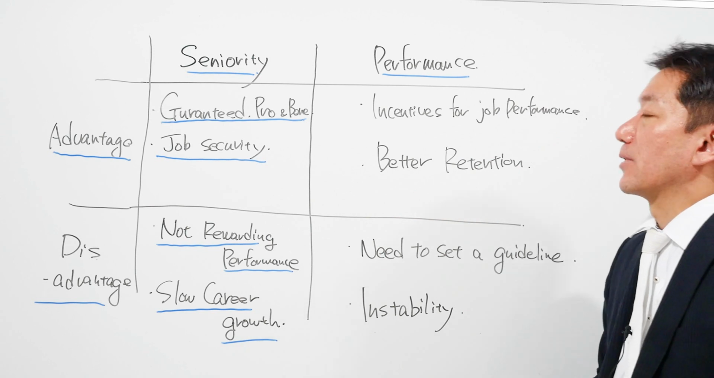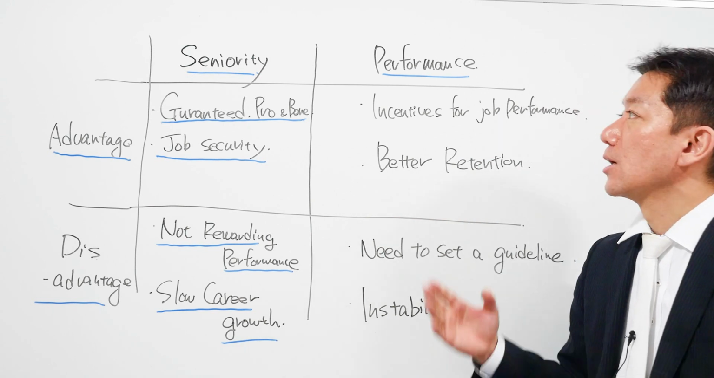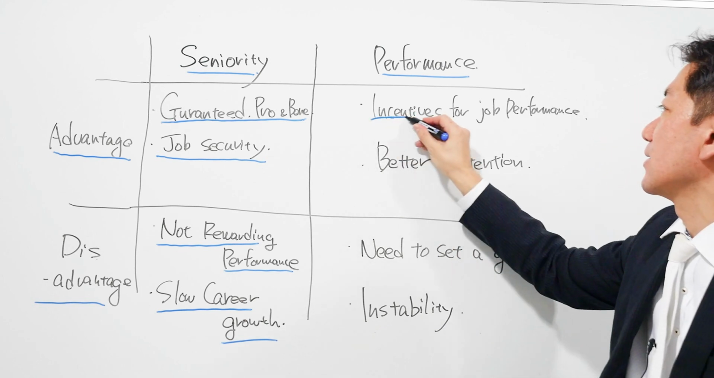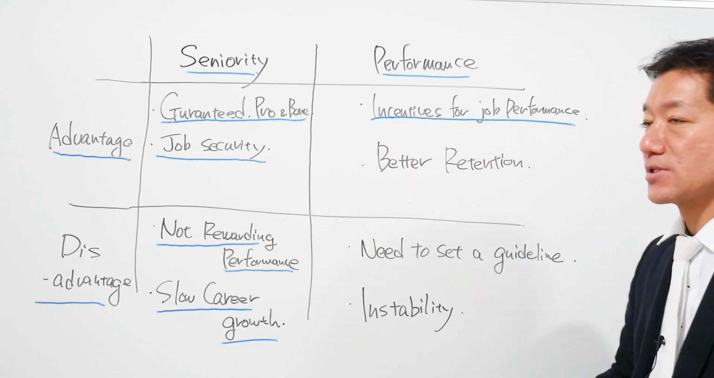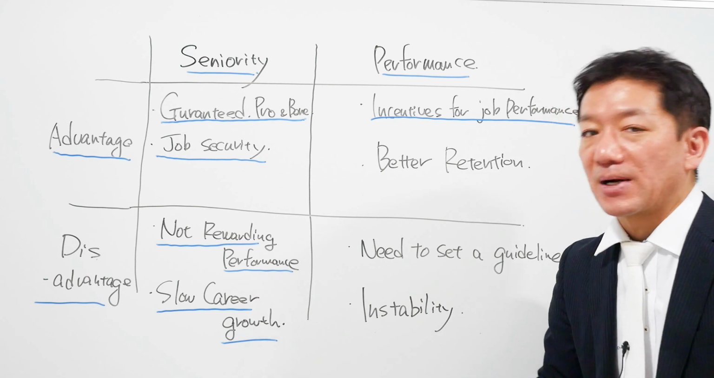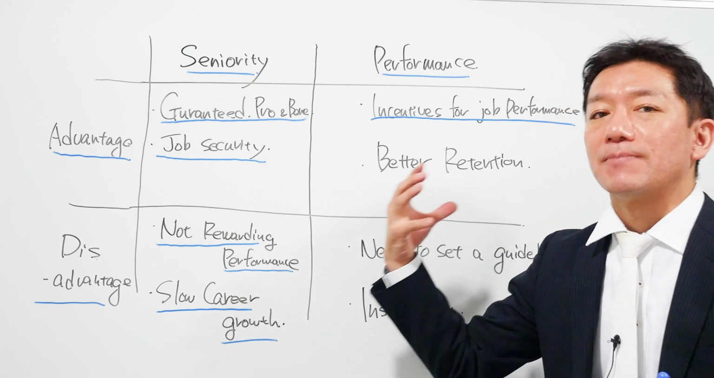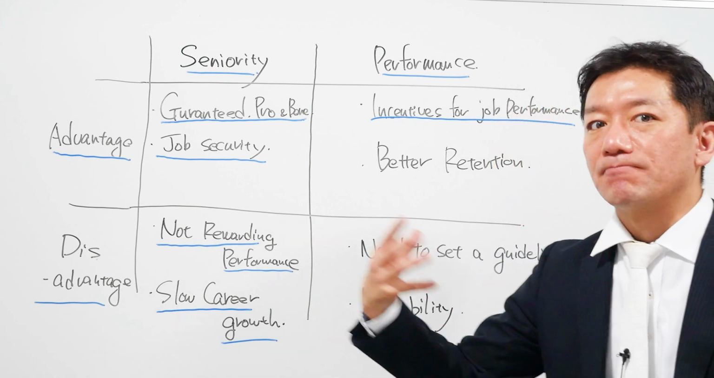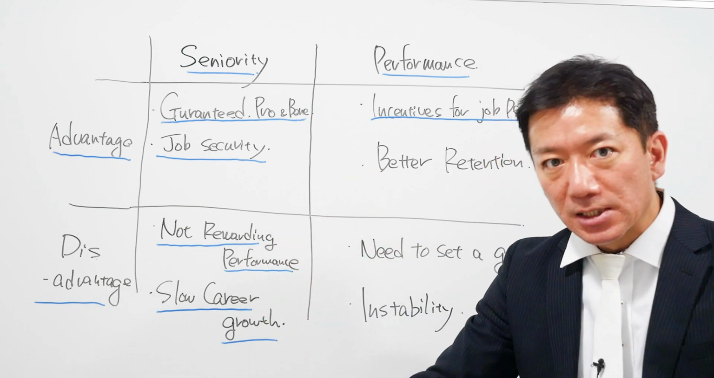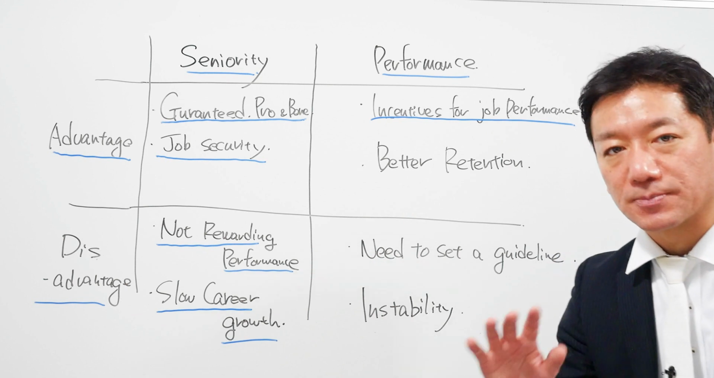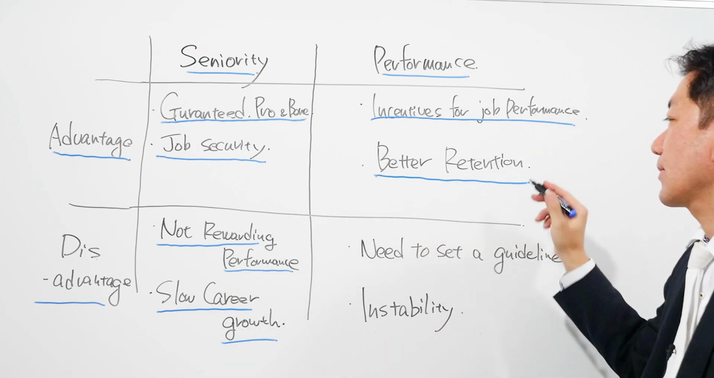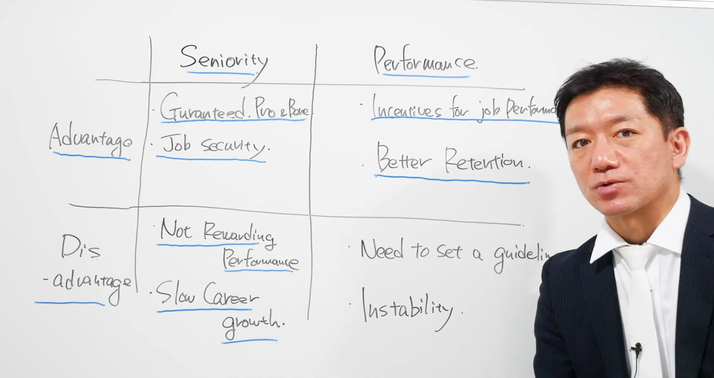And the other part, performance-based. The performance-based system's advantage is incentives for job performance, of course. You get incentivized, motivated to perform, right? The more performance you get, the more you get paid. If you can do this, then you can get that. It's very clear, right? And the second one, better retention. Better retention. I'm sure you can get better retention, right?